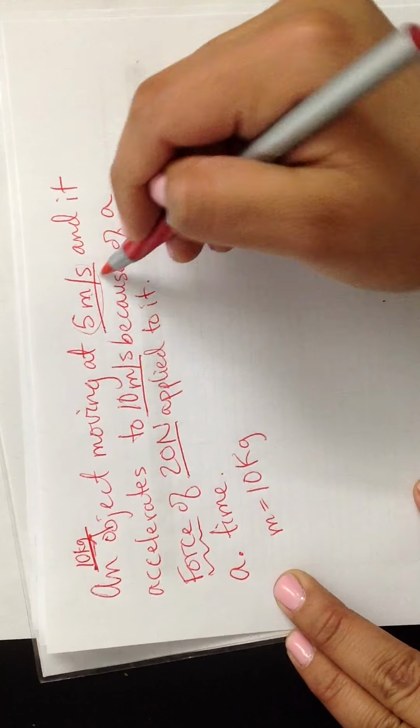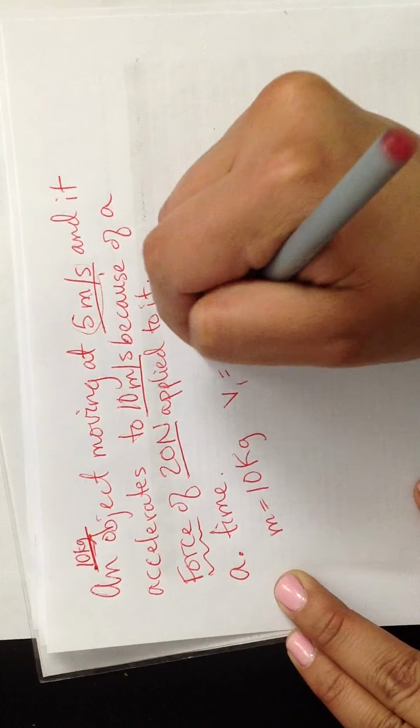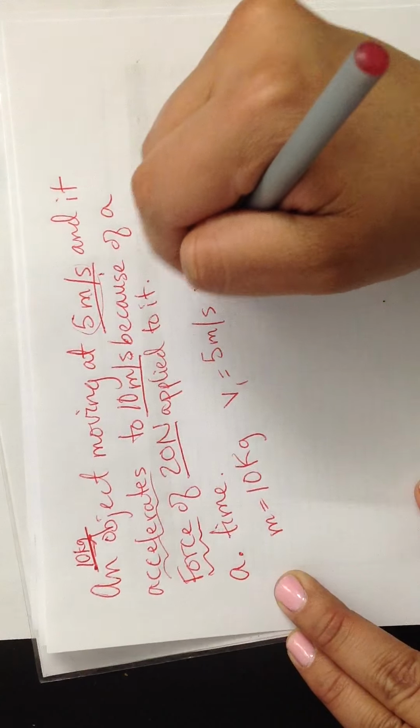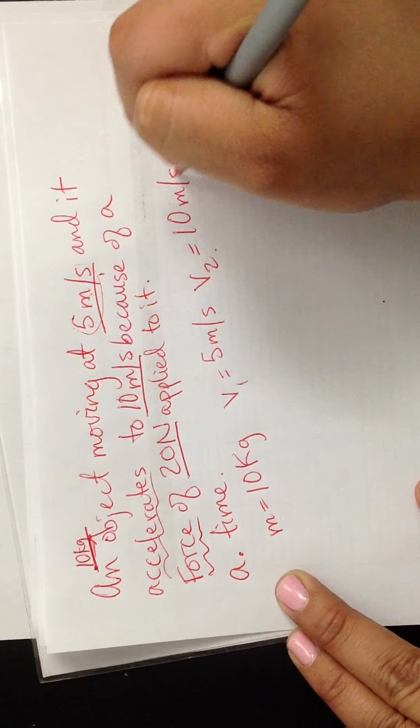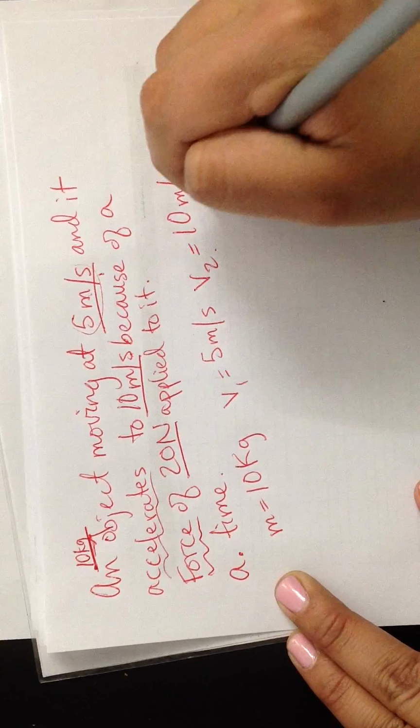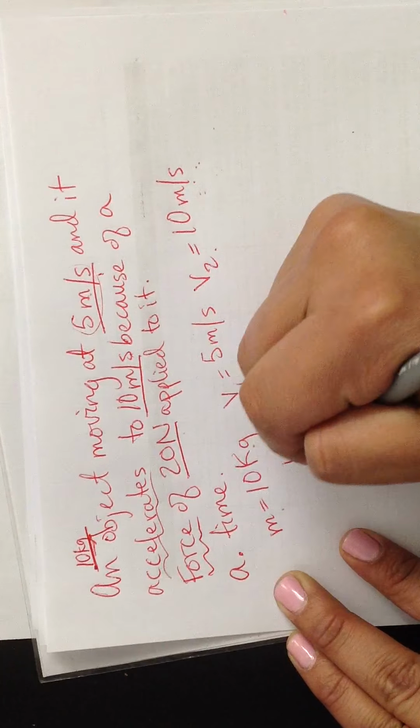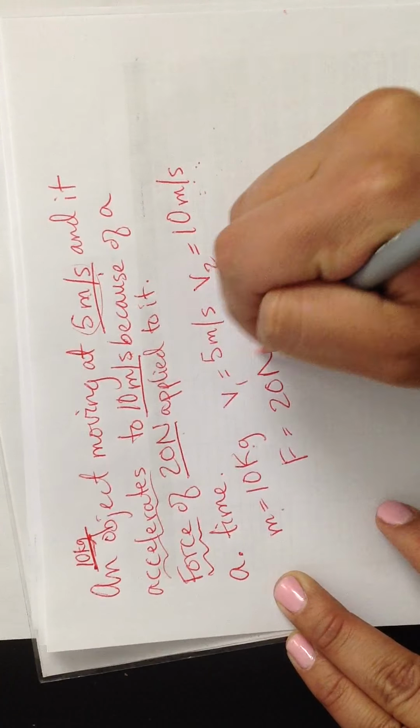This is my initial velocity because it's moving at 5 meters per second. And then it's going to accelerate to 10 meters per second. So that's my V final or my V2. And I know that's velocity because meters per second. And here kilograms is because of mass. And they're telling me that I have this force of 20 newtons.